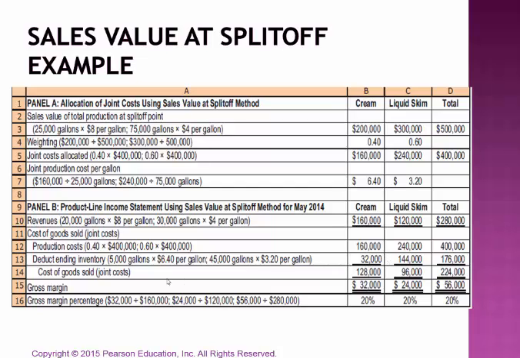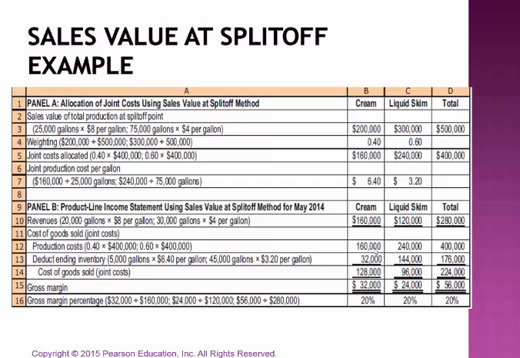And then on the liquid skim, we produced 75,000 gallons, but we only sold 30,000 gallons. So 45,000 gallons are remaining in ending inventory. Again, we're using the per gallon basis that we got up here. 45,000 gallons times $3.20 means ending inventory for liquid skim is 144,000. If you add those two up, you get 176,000.